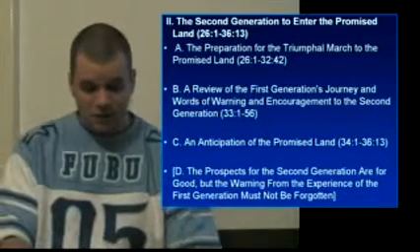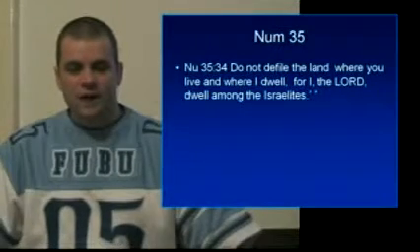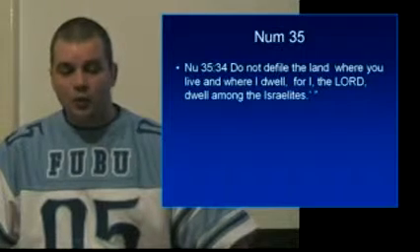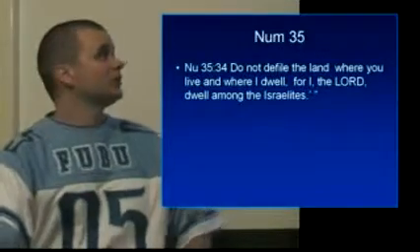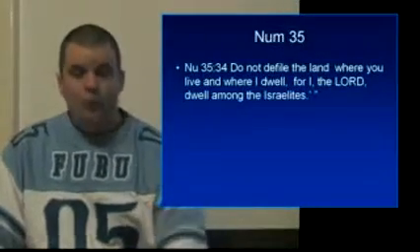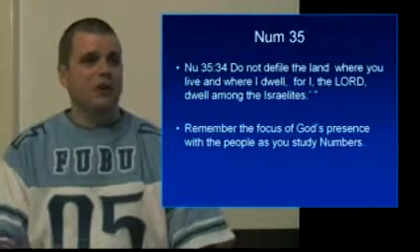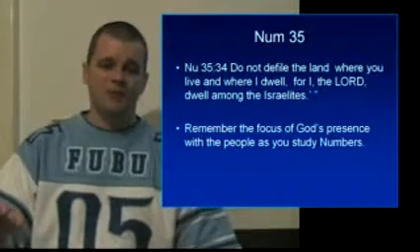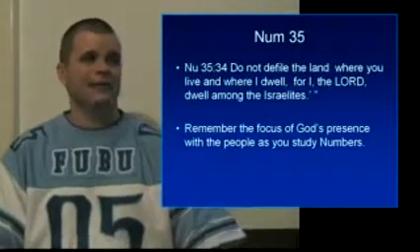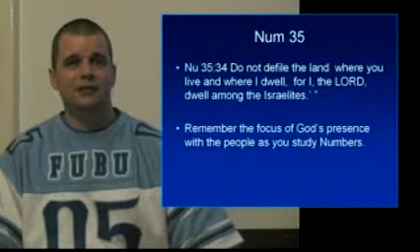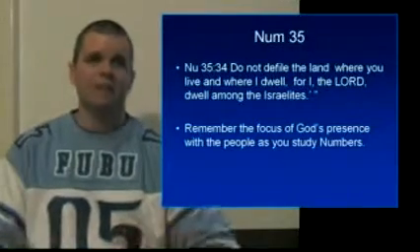Now, let's have a look at just one verse in this section. Numbers 35, verse 34. Do not defile the land where you live and where I dwell, for I, the Lord, dwell among the Israelites. And he talks about blood on the land, which is something we see in other parts of Scripture. And what you've got to remember as you read Numbers is that the focus is on God's presence being with the people. So God's saying, when you go into this promised land, don't defile it. I don't want blood being spilt on the land, like with Abel's blood when Cain killed him. I don't want that on the land because I'm going to be there with you, so the land mustn't be defiled.